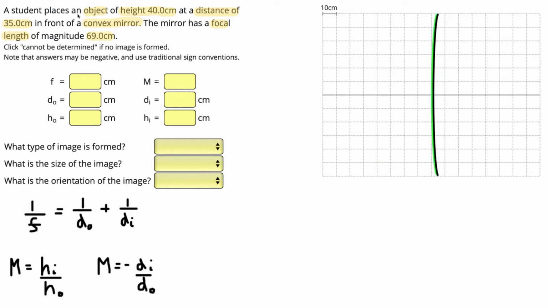So firstly, we're told some information about the object. The height is 40 centimeters and the distance is 35 centimeters. Both of those, distance and height of the object, are defined as positive. So those are both just positive there. So we've got 35 for the distance. And for the height, we have 40.